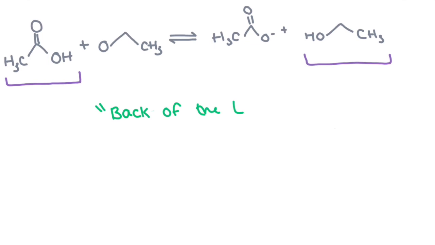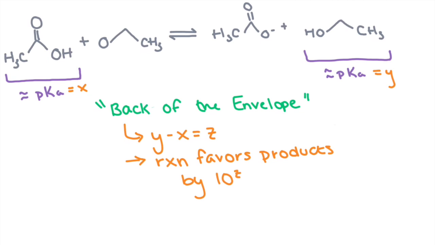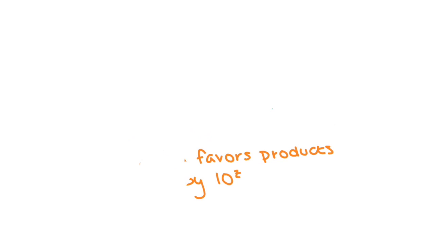In order to do one of these calculations, we need to find the estimated pKa of the starting acid, which is the alcohol, and the estimated pKa of the conjugate acid, which is the resulting alcohol. We take the pKa of the starting acid and subtract it from the pKa of the conjugate acid. We place the result as an exponent on 10 to determine how much the reaction favors the products.